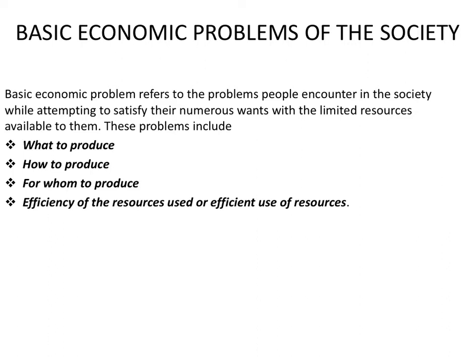These problems include the problem of what to produce, what actually will they produce. The second problem is how to produce that thing they've decided to produce. The third problem is for whom to produce, who do we produce for. Then the fourth problem is efficiency of the resources used in producing whatever they've decided to produce. The efficient use of resources. That's the fourth problem.